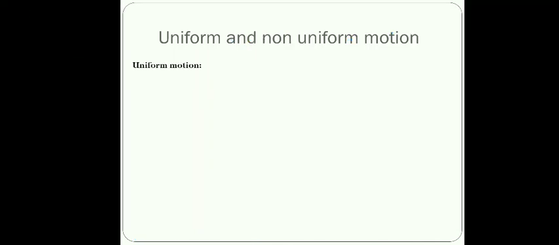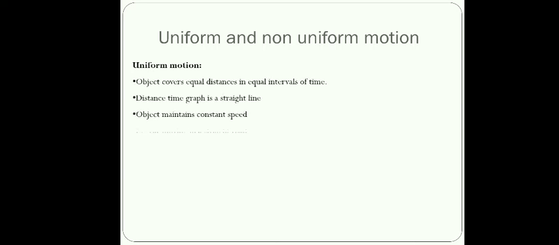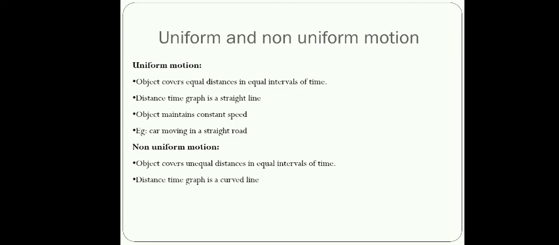So let's consolidate the points of uniform and non-uniform motion in this slide. So what is uniform motion? The object covers equal distances in equal intervals of time, and the distance time graph will be a straight line when the object is in uniform motion. Object maintains constant speed. Example, car moving in a straight road with the same speed.